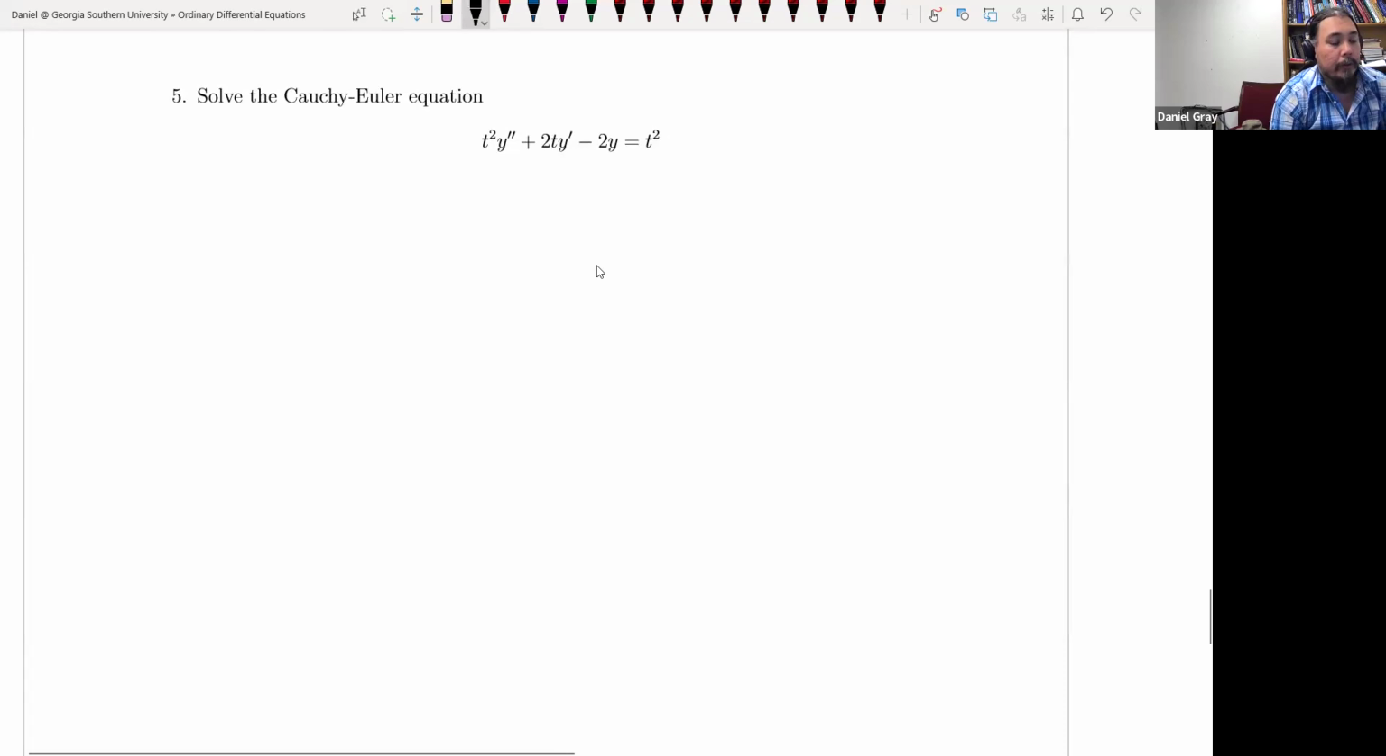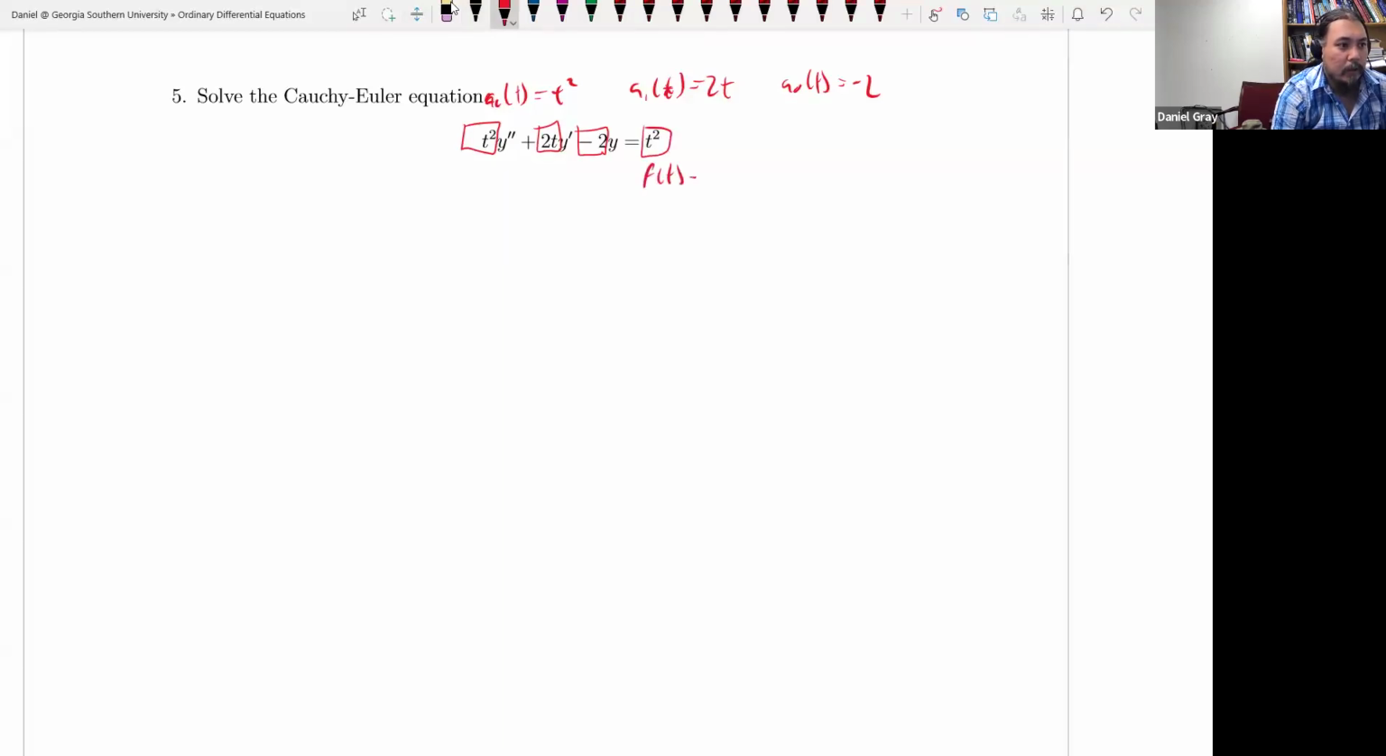All right, now on to Cauchy-Euler equations, which have a very similar strategy to how we solve the constant coefficient case, except now, of course, we don't have constant coefficients. So my a2 of x here is t squared, my a1 of x is 2t. Oh, sorry, I'm saying x, but really this is t's right here. So my a2 of t is t squared. My a1 of t is 2t. And then my a0 of t is negative 2. And this is still my f of t over here. f of t equals t squared.